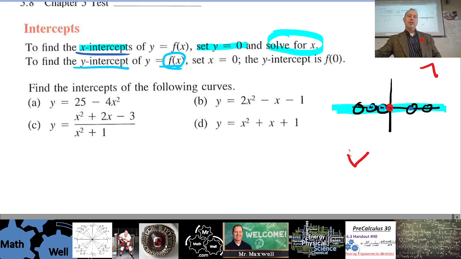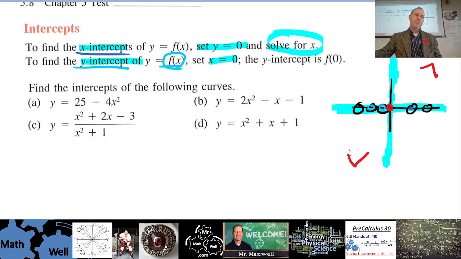For the y-intercept, we set x equals 0 and solve. So when x equals 0, I want to find out what the points are on x equals 0 there. What are the points here? So for this one, if we want to find the x-intercept, I'll just do one example here. So I'm going to let y equal 0, right?